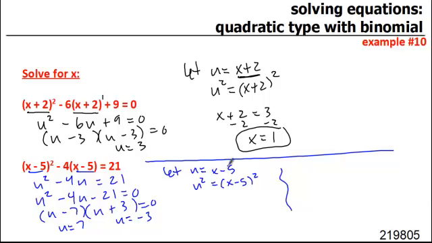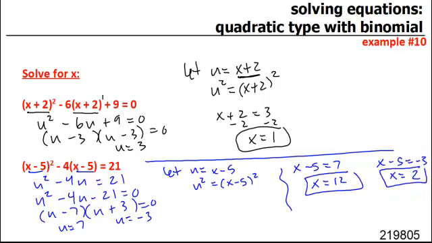So I can come here, replace my u with x minus 5 is equal to 7, and x minus 5 is equal to -3. Solve each resulting equation, add 5 to both sides, add 5 to both sides, and I get my two possible solutions here for this problem.